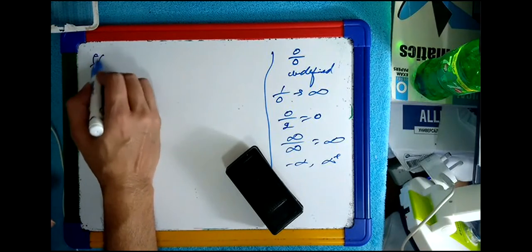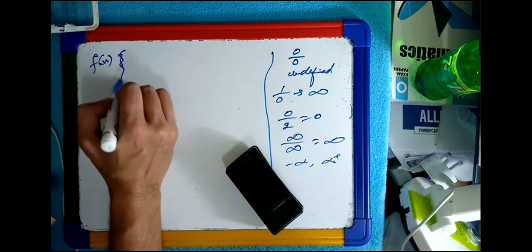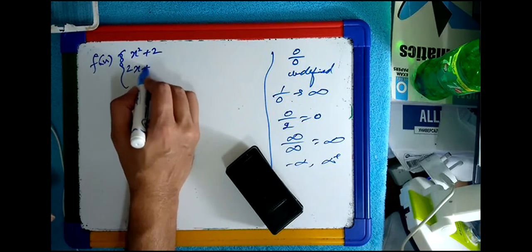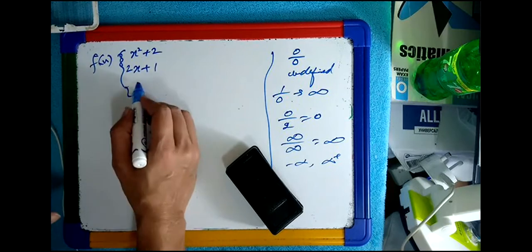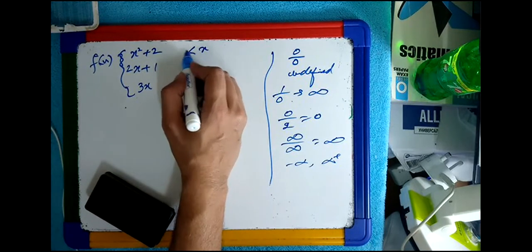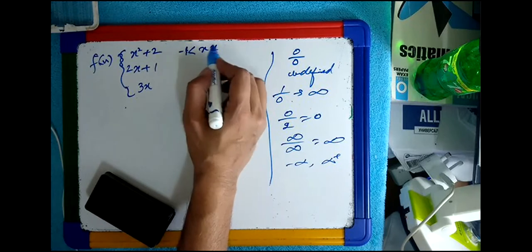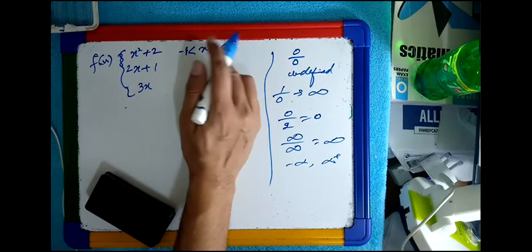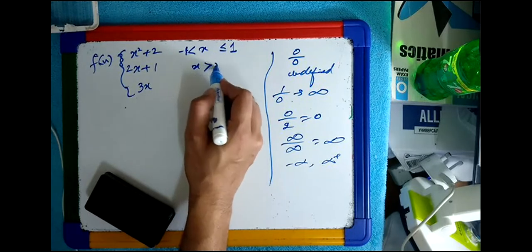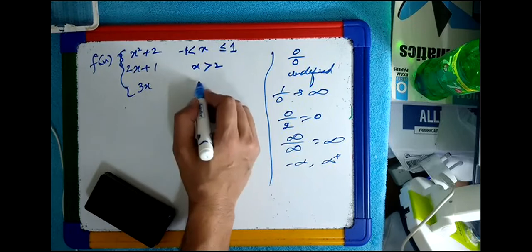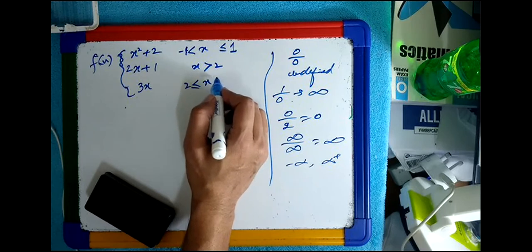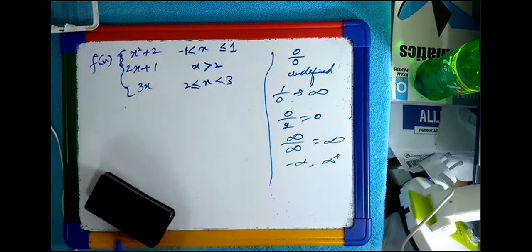Suppose a function f of x is a piecewise function: x squared plus 2 for x greater than minus 1 and less than or equal to 1, 2x plus 1 for x greater than 1, and 3x for x greater than or equal to 2 and less than 3. This is my piecewise function.